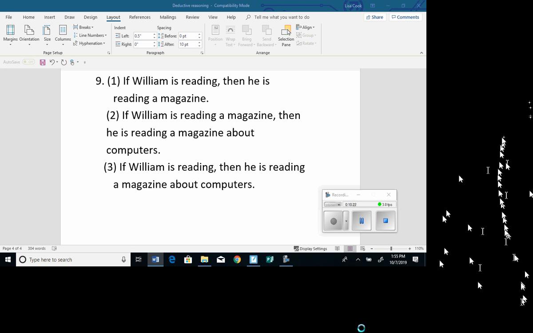Larissa, you got yours? If Sarah is playing, then he is playing football. If Sarah is playing football, then he is playing football against Stuart. If Sarah is playing, then he is playing football against Stuart. Perfect. Tessa, you got yours? Nope? Okay. Did everybody else read theirs?